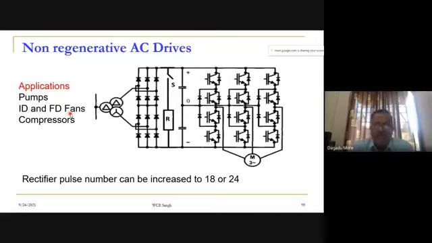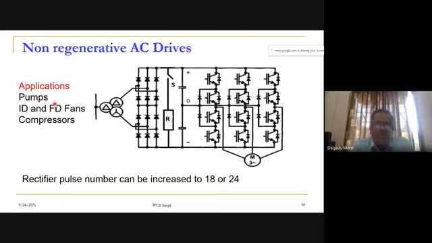Some applications we have listed here are pumps, and induced draft and forced draft fans used in air circulation in the boilers. Once they are on, they remain on. We want to control their speed to control the flow of air in the boiler, where combustion of the coal is taking place. Similarly, another application is compressors. These are applications where we don't require frequent start and stop, and we don't require regenerative braking.